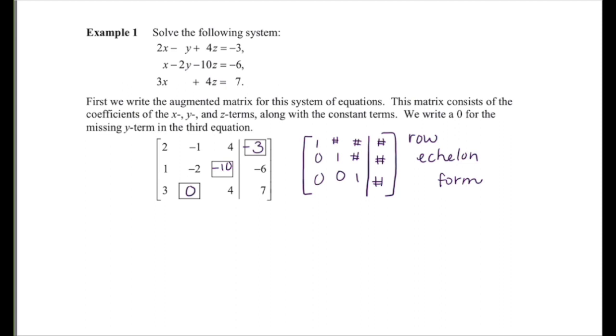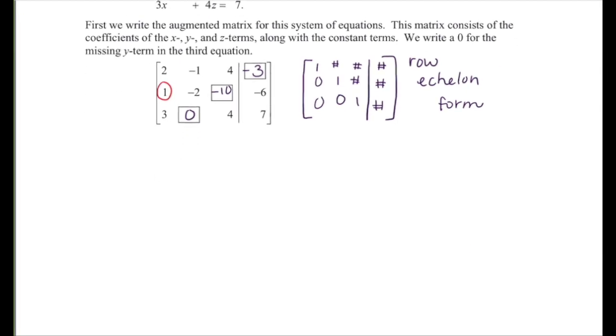What I'm going to do is work on getting all of my zeros underneath before I move to getting my 1s, because for getting my 1s I'm able to easily just divide an entire row by something, but getting the zeros could be a little bit more tricky. So I'm first going to focus on getting this value to be 0.